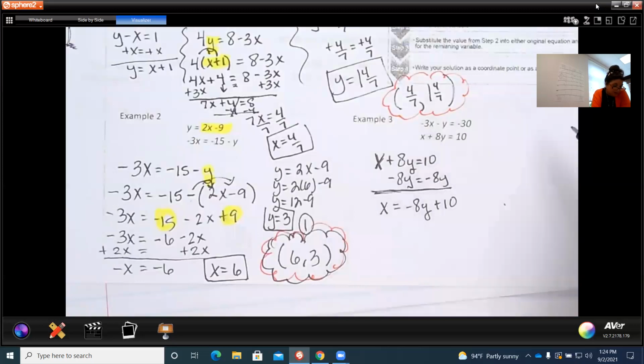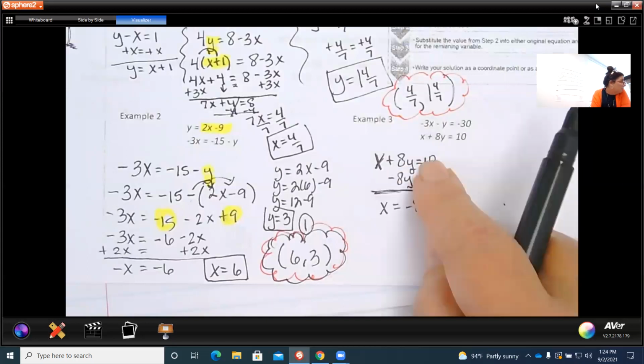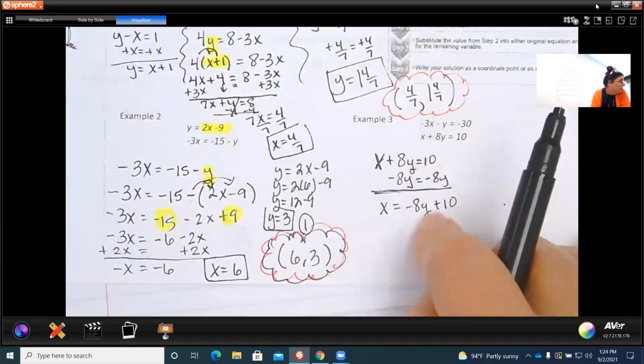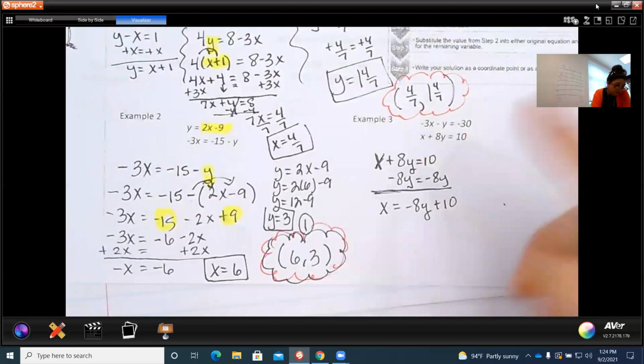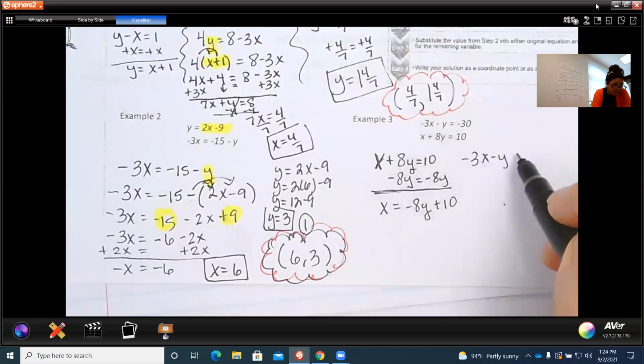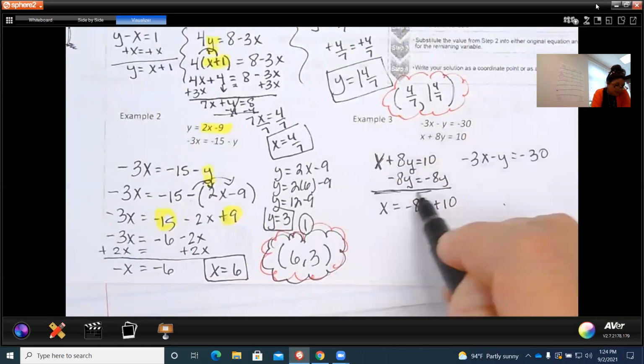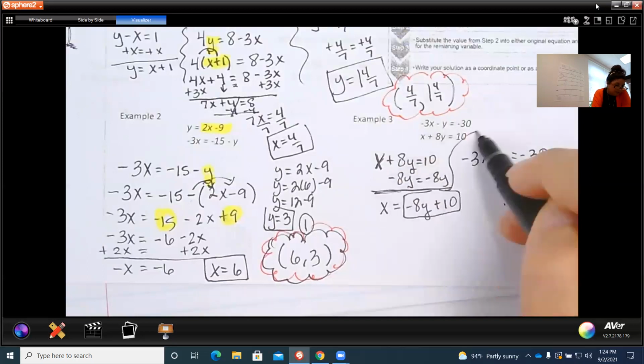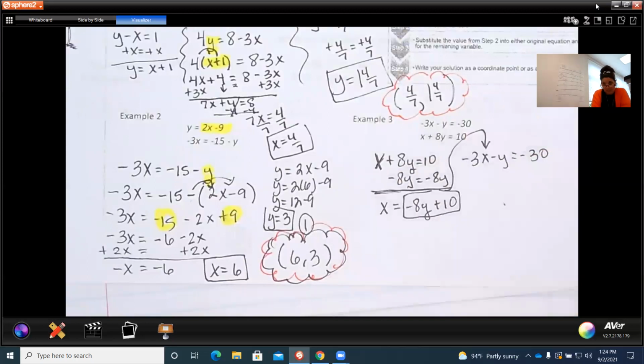I started with the bottom equation, so I got to plug it into the opposite equation, right? I can't plug it into the same equation. So I'll have to plug it into negative 3x minus y equals negative 30. So the negative 8y plus 10 is going to be plugged in for x, because that's what x is equal to. Y'all down with that?